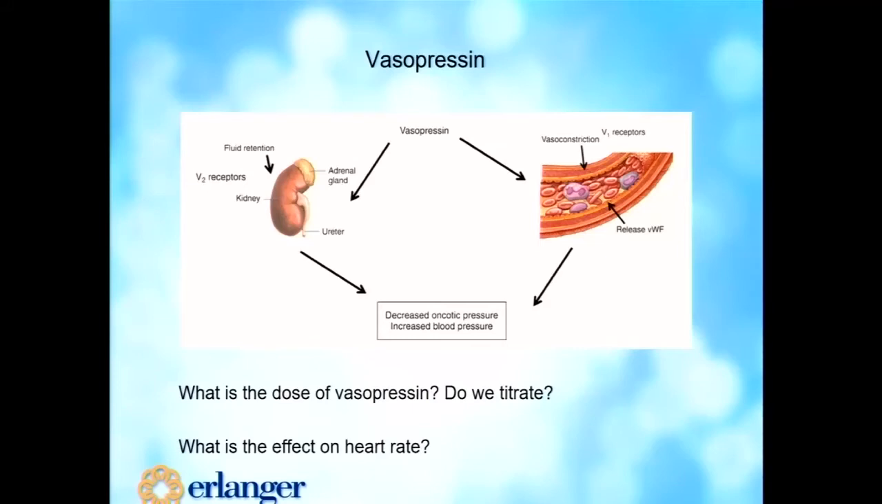Now, who can tell me the dose of vasopressin that we use? Do we titrate it? No, we don't titrate it. We just do it at 0.04, and it's either on or off. The reason that we use only 0.04 and we don't titrate it is because if you go above that, you can see some gut ischemia, and we don't like that.